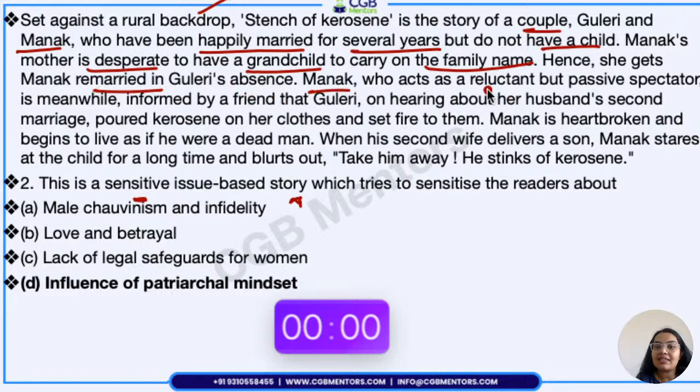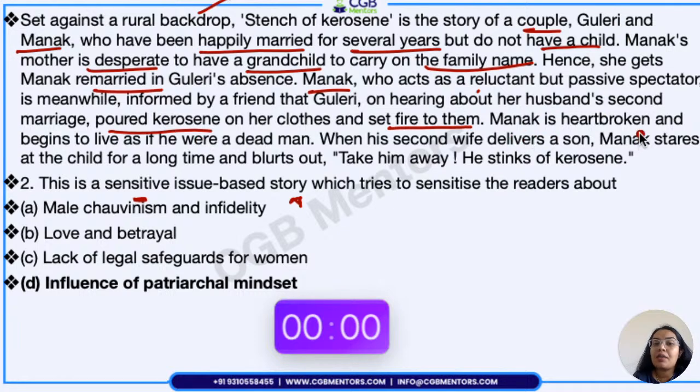Now, Manak, who acts as a reluctant but passive spectator, is informed by a friend that Guleri, on hearing about the second marriage, poured kerosene on her clothes and set fire to them. तो एक इंसिडेंट होता है यहाँ पे, that old mindset of must have a child kind of a thing that leads to this second marriage of this person.